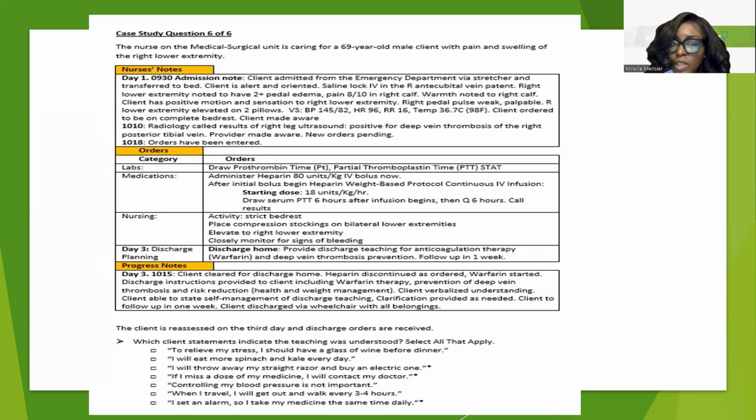Do I want the patient having a glass of wine before dinner? I know sometimes I say a glass of wine is fine, but for this particular patient, can it be an issue? Can it interact with the medication? Should they be eating spinach and kale every day with the medication that they're on? No. Is controlling their blood pressure very important? Yes, very important. The risk for DVT is related to blood pressure.